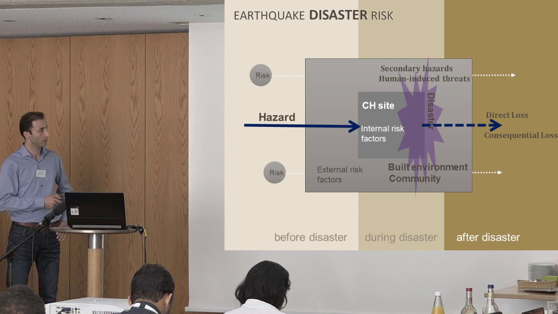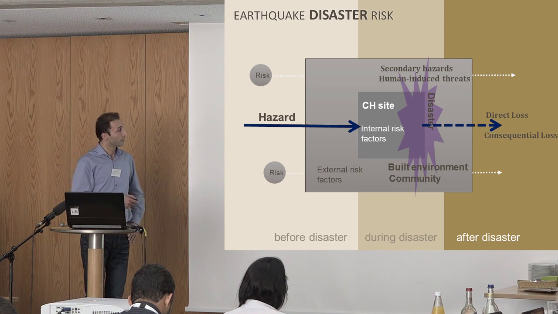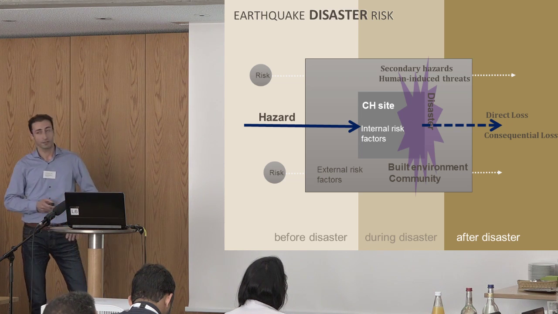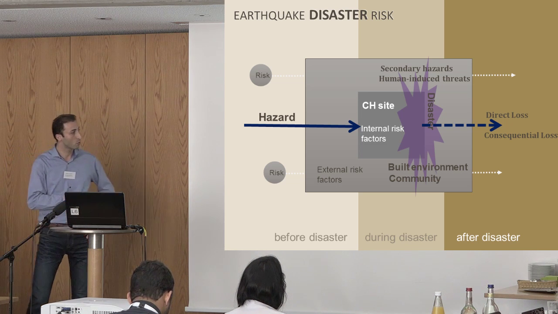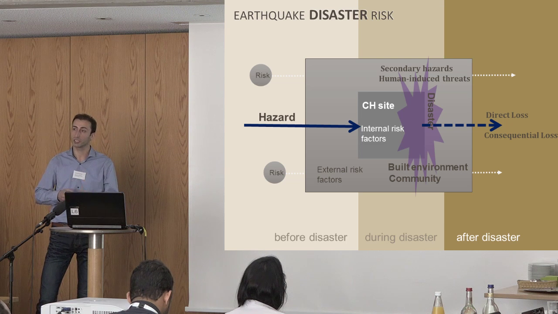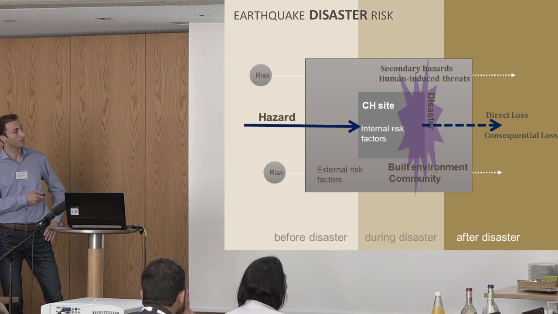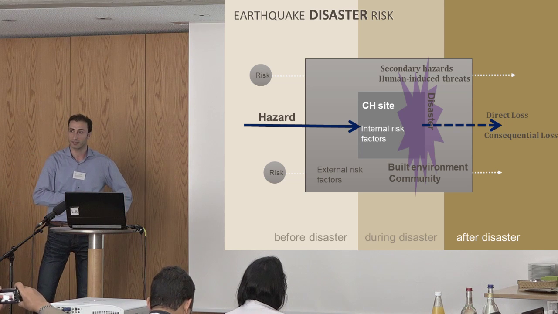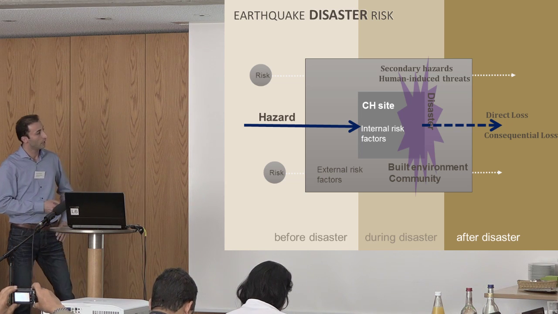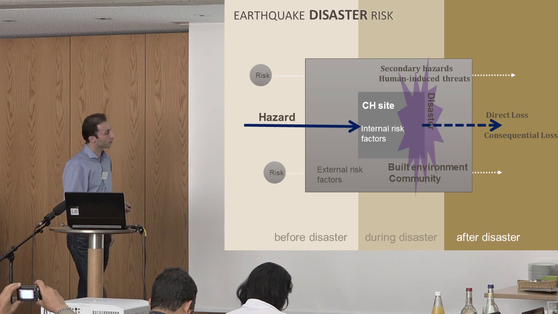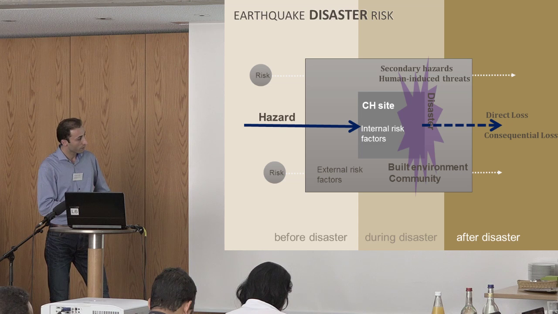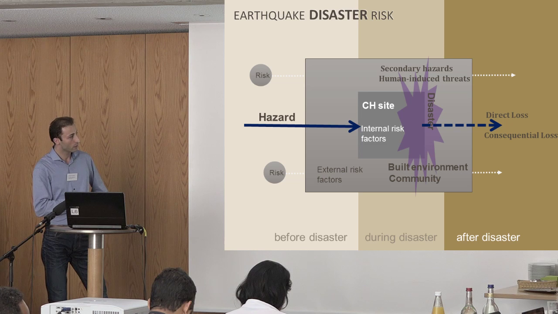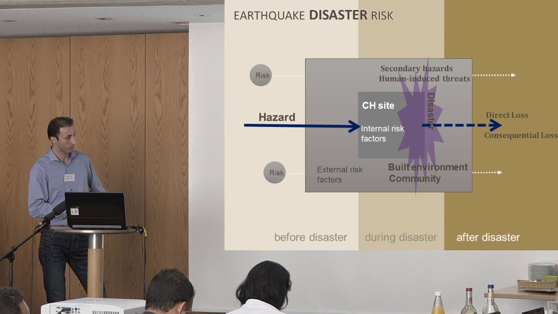So in simple terms, I can say the disaster only begins with the earthquake, but the scope of disaster is a combination of our primary hazards, secondary hazards, human-induced threats, and all risks induced by the interrelation between our cultural heritage site and different internal risk factors within our cultural heritage site and external risk factors in the setting of our cultural heritage site and associated community.